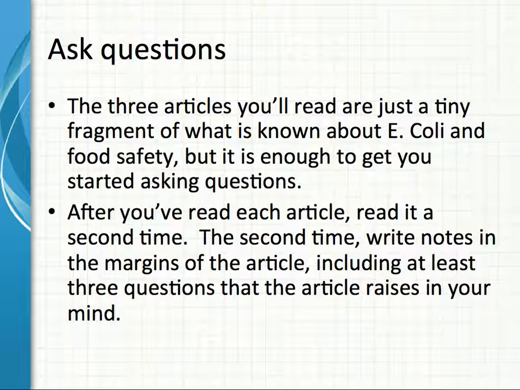After you've read each article, read it a second time. The second time, write notes in the margins of the article, including at least 3 questions that the article raises in your mind. For example, Newman's article, Outbreak in Europe, raises the following questions in my mind. Why is this bacteria called E. coli? And if officials banned the sale of meat with the O157 strain in 1994, when and how were the other 5 dangerous strains of E. coli discovered?